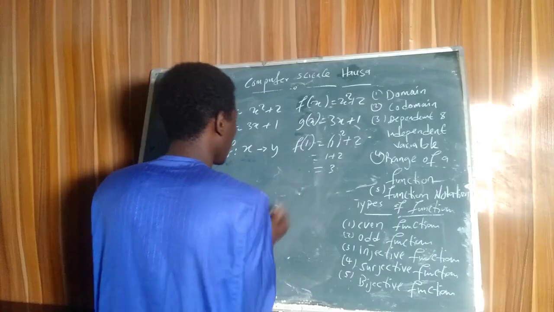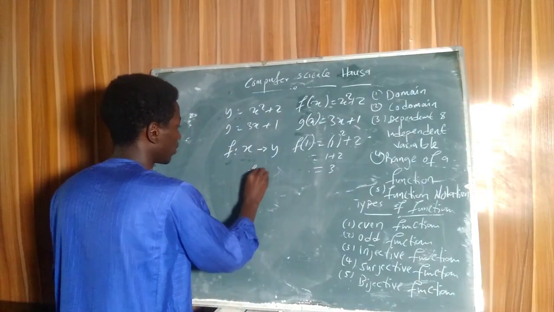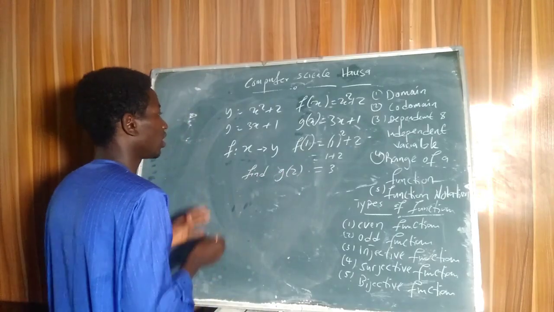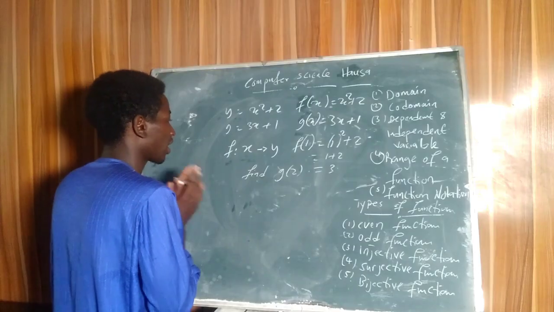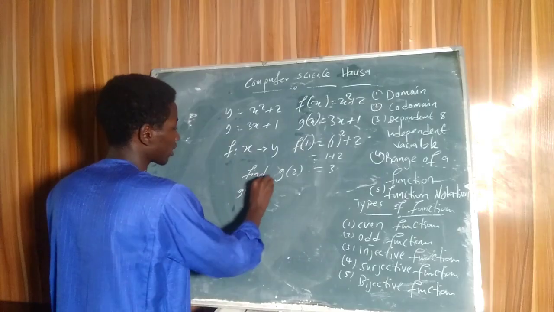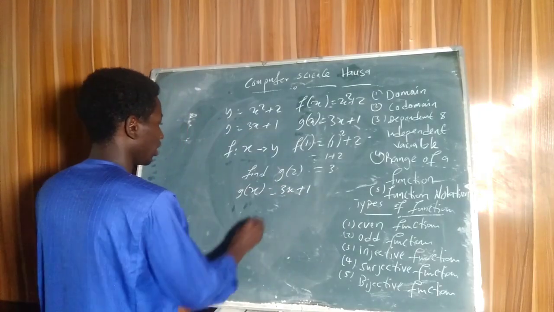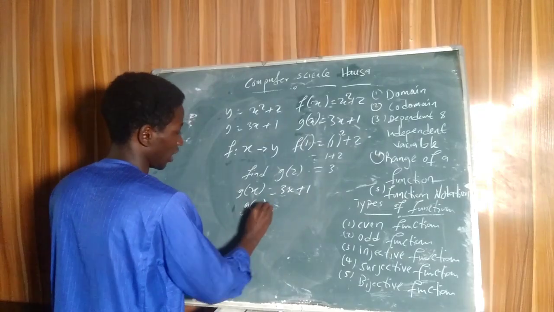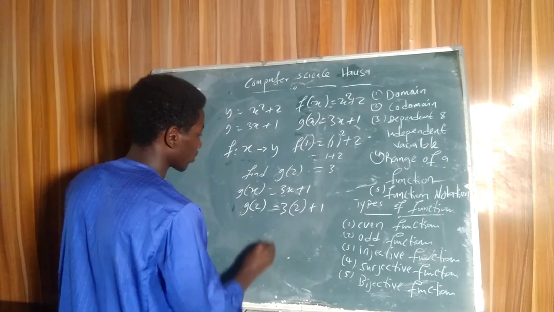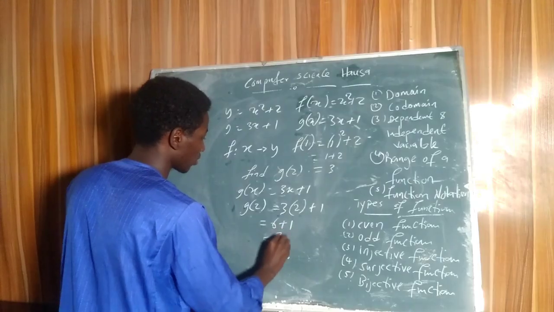Similarly, if you are asked to find g of 2, right? What it means is that in the function g, wherever you see x, you just put 2. So you have g of x is equal to 3x plus 1, right? And then g of 2 simply, you do 3 into 2 plus 1 is equal to this. 3 times 2 is 6, plus 1 equals 7.